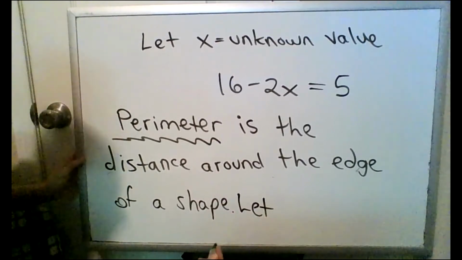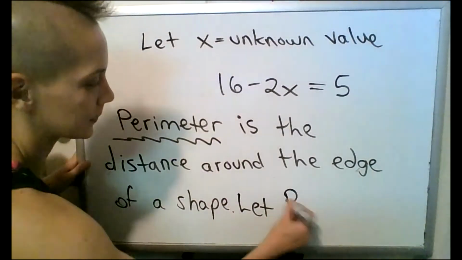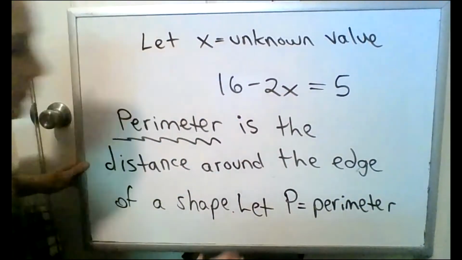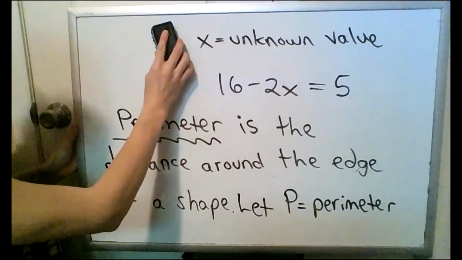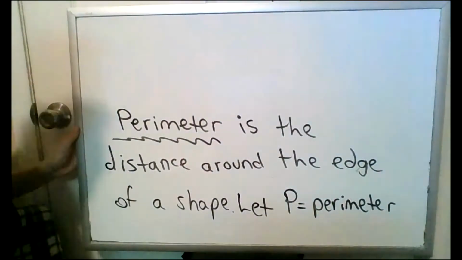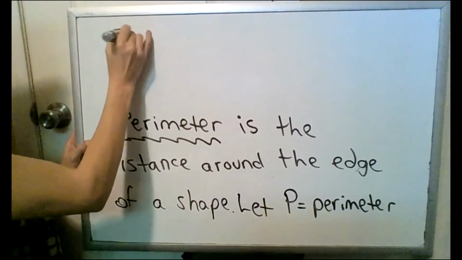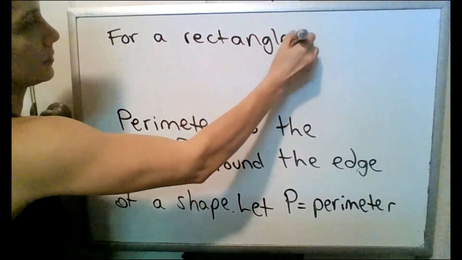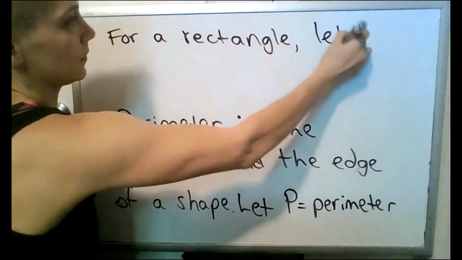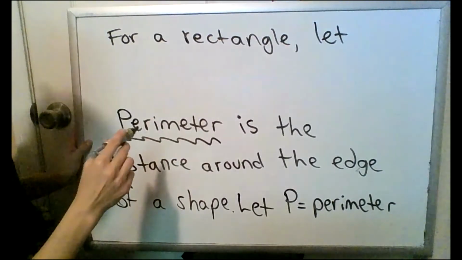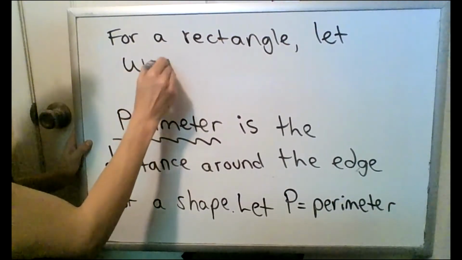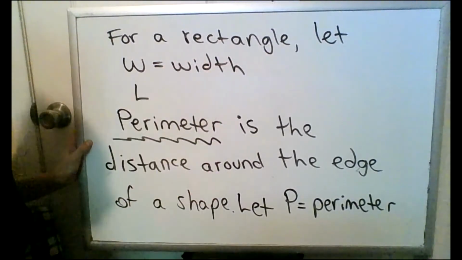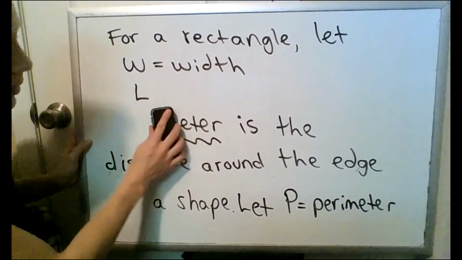We're going to start off with just saying P is going to represent perimeter. And we're going to go right into talking about a rectangle. We're going to call the width W. Call the length L. It could be a lowercase l, but I'm going to pick a capital.